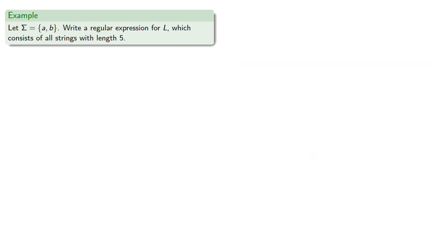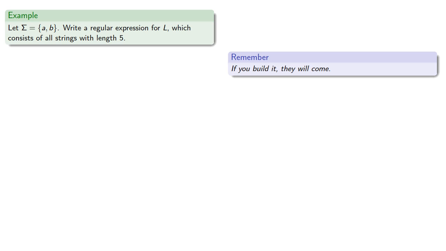and as a regular expression, this becomes, or let's take a look at another example. Let's try to write a regular expression for the language which consists of all strings with length 5. If you build it, they will come. So let's construct some elements of L. So for example, we might have A, A, A, A, A, or maybe A, B, B, B, A, or maybe B, A, B, A, B.